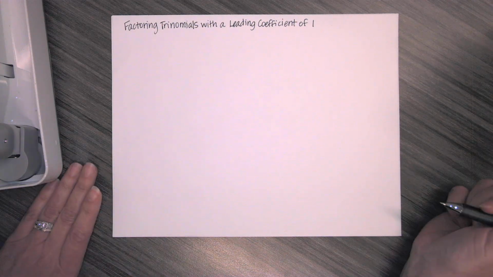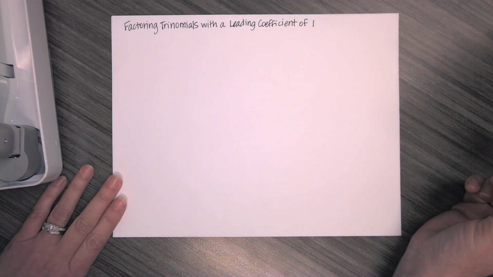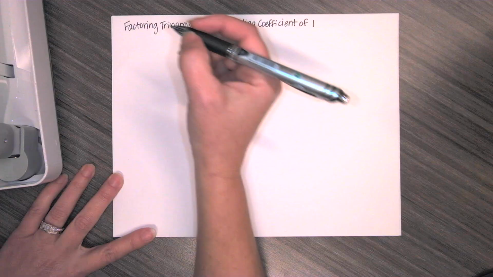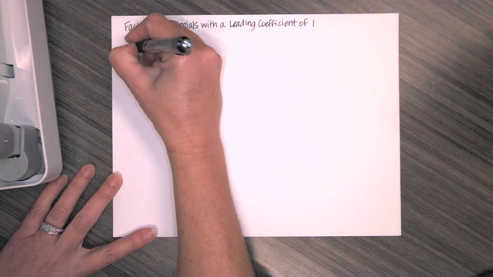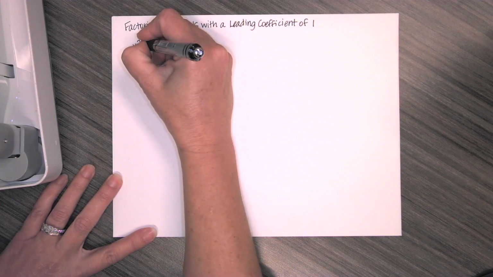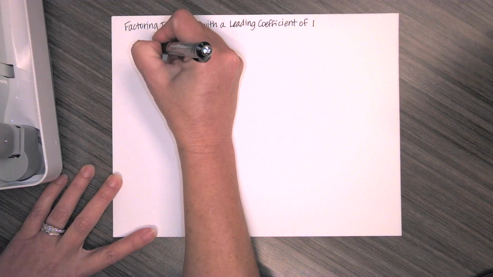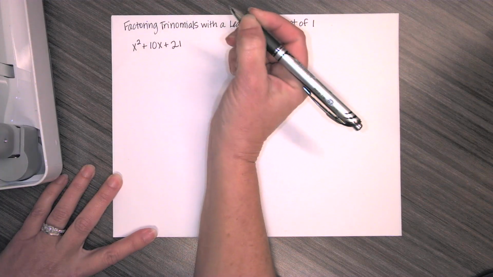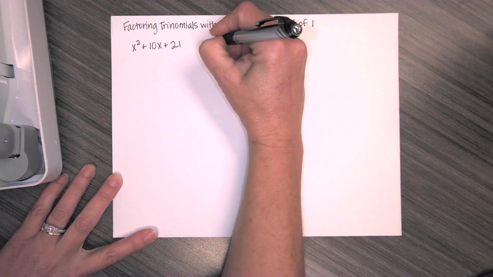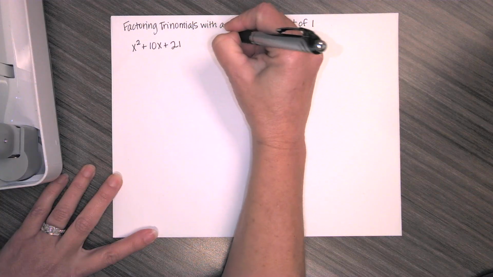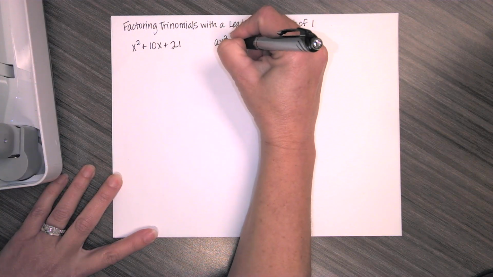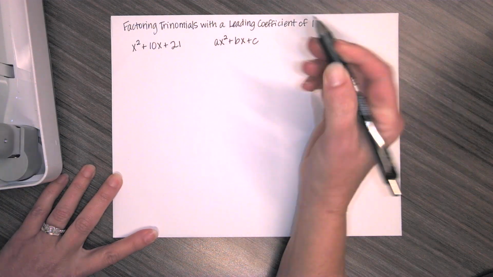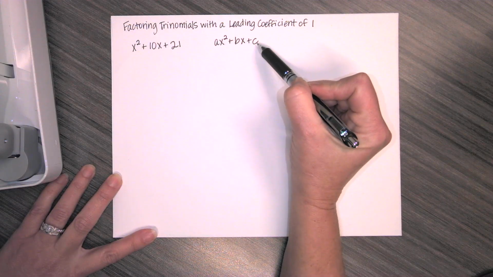In this video, we're going to look at factoring trinomials with a leading coefficient of 1. So an example of a trinomial like this is x squared plus 10x plus 21. Now, standard form for a quadratic trinomial, we call this ax squared plus bx plus c.